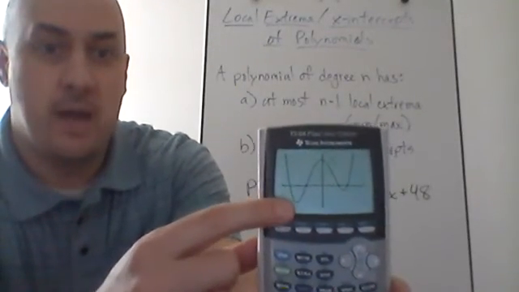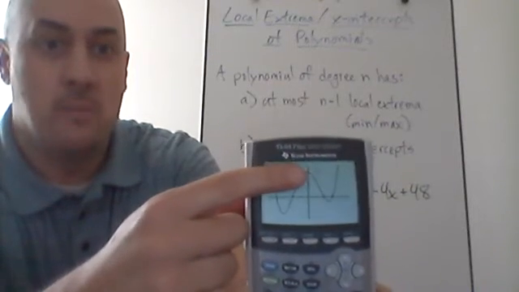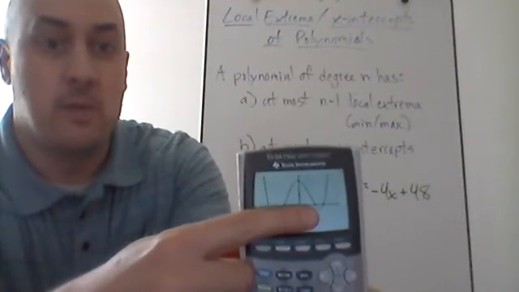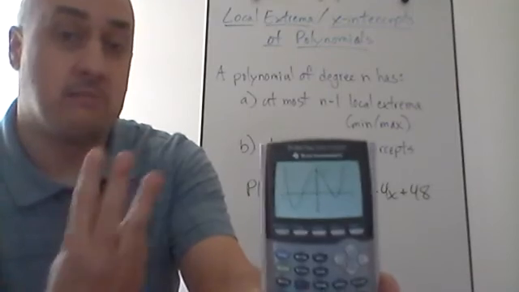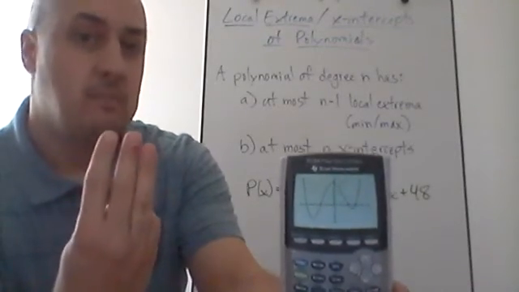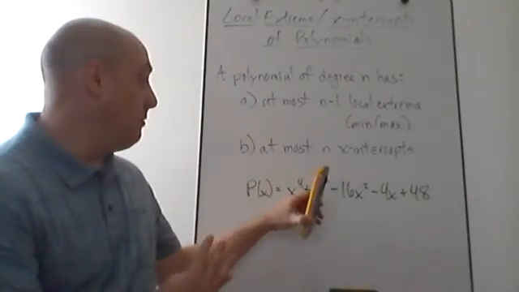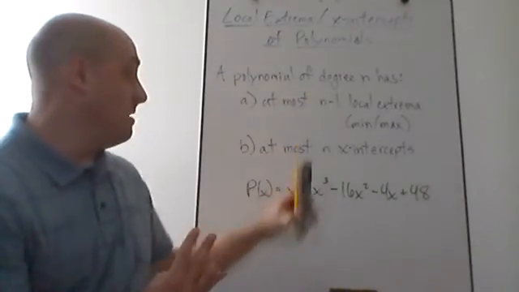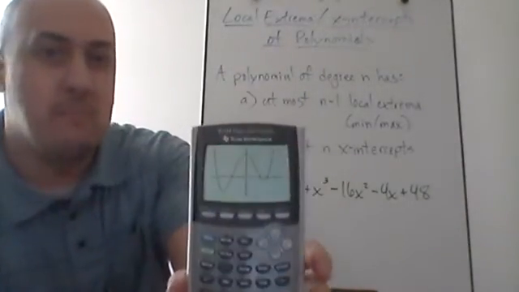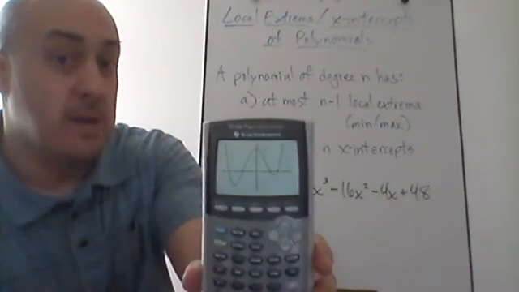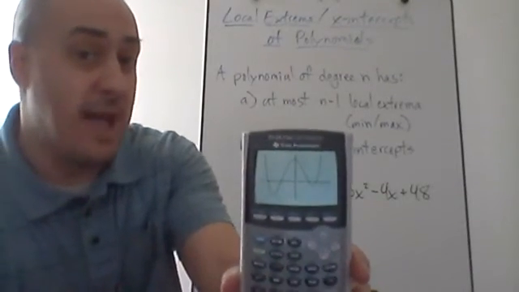It has a minimum point down here, a local minimum, a local maximum up here, and then another local minimum over there, right? So that's 3 local maximums and minimums, but it's a degree 4, right? It's an x to the fourth power, so 1 less than 4 is 3. So this is the maximum number of minimum and maximum points that this graph could have, right?